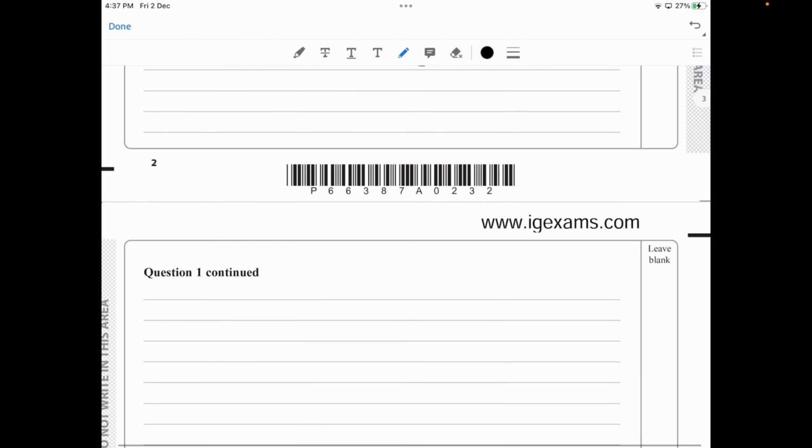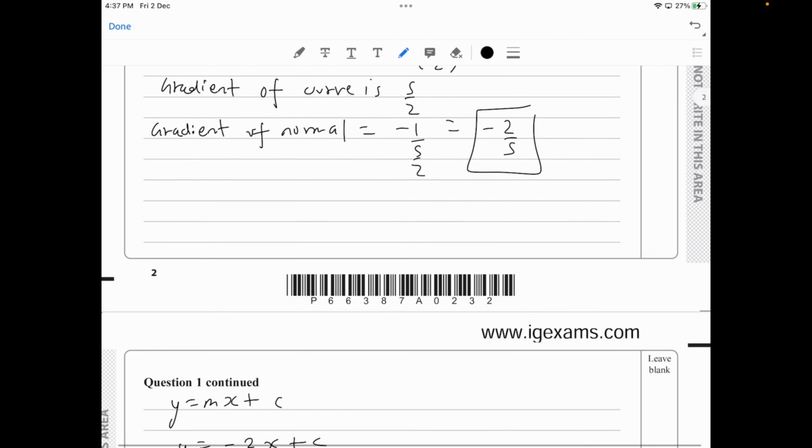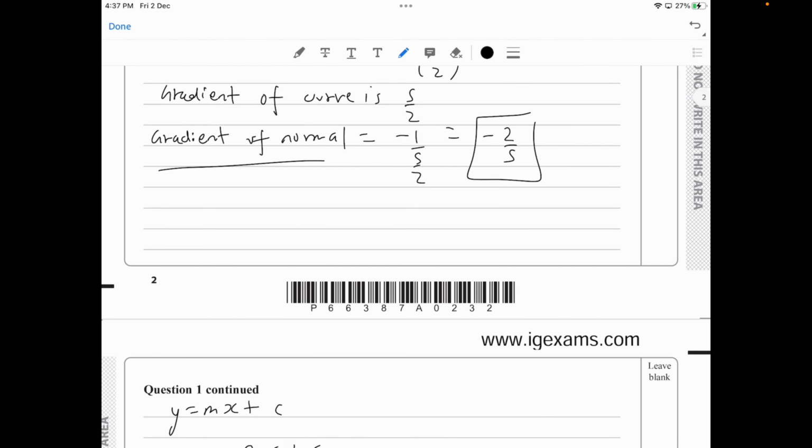So I'm just going to write it down here. y is equivalent to mx plus c. So we know that y is equivalent to negative 2 divided by 5 x plus c, since we have found the gradient of the normal. Now we have to find out what c is all about.